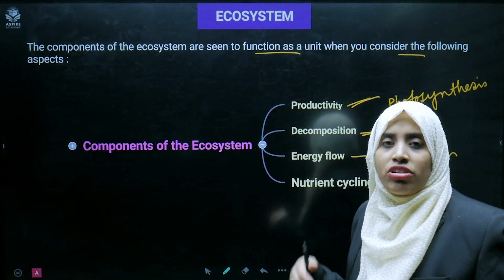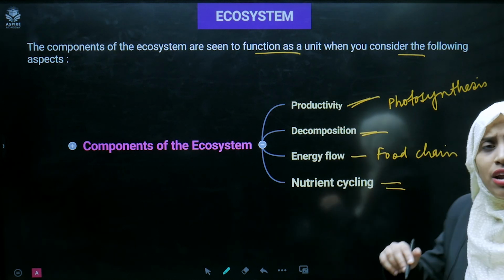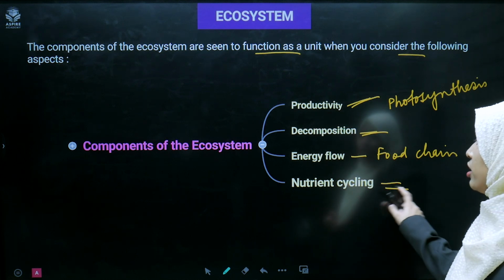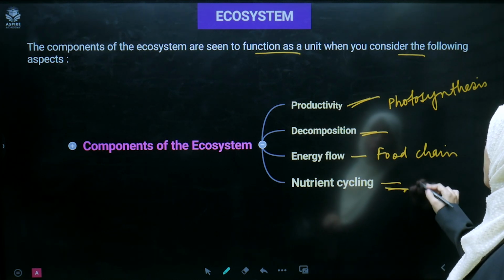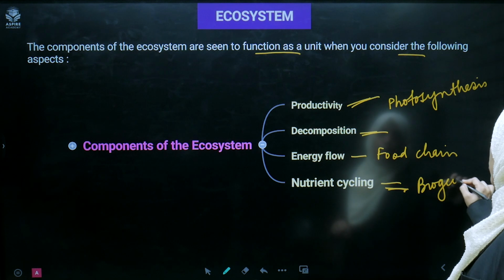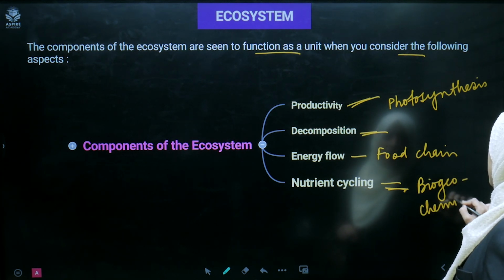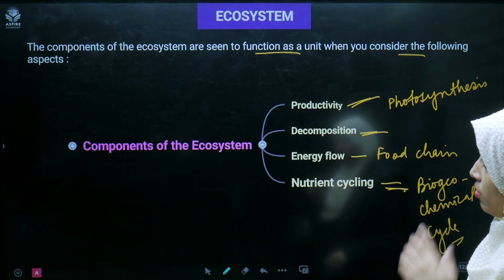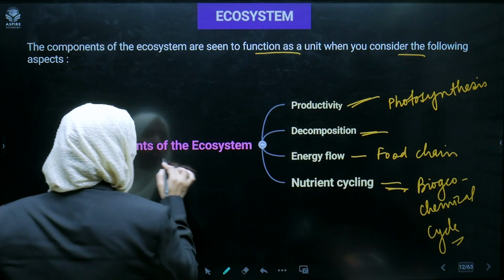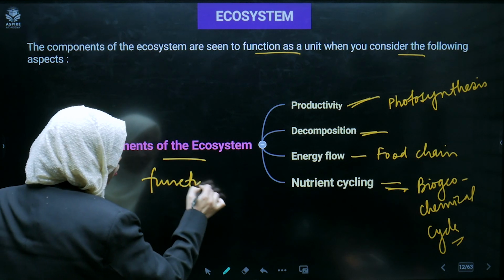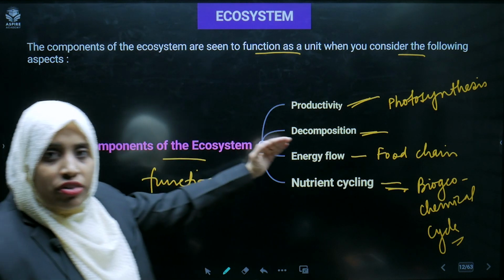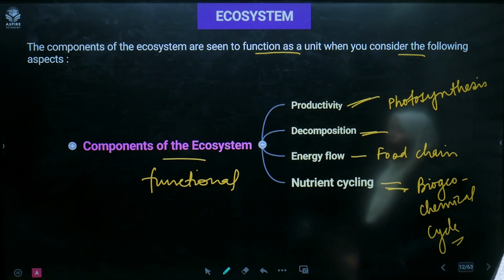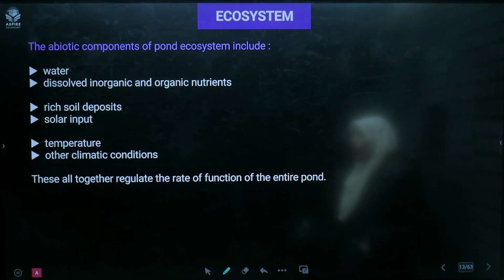All the carbon, nitrogen, oxygen, so all the nutrients are returned back to the environment or the soil. So the nutrient cycle is also known as the biogeochemical cycle. So these all are the functional components of the ecosystem. These are the components of the ecosystem, but the functional components of the ecosystem are productivity, decomposition, energy flow, and nutrient cycle.